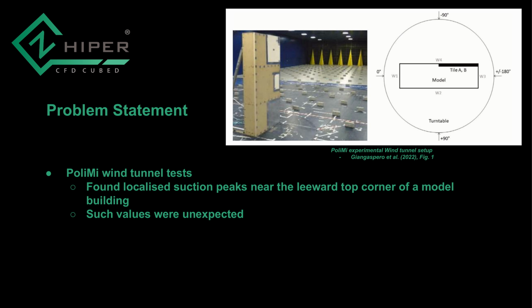rise building model with turbulence generators, spires and bricks you can see in the image there, to replicate a suburban atmospheric boundary layer. The experiment found that the building surface exhibited localized suction peaks near its leeward top corner. These suction peaks were unexpected and they are important for engineers when looking at loads across building faces. And I've been working on investigating if HiPer, Xenotech's new fast and efficient solver, can pick up these microburst events.